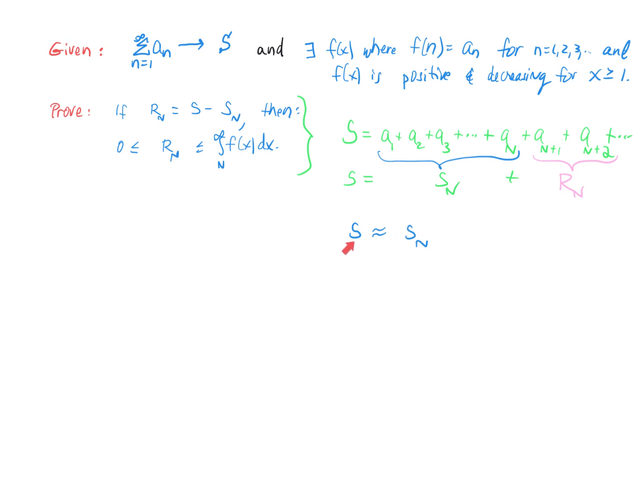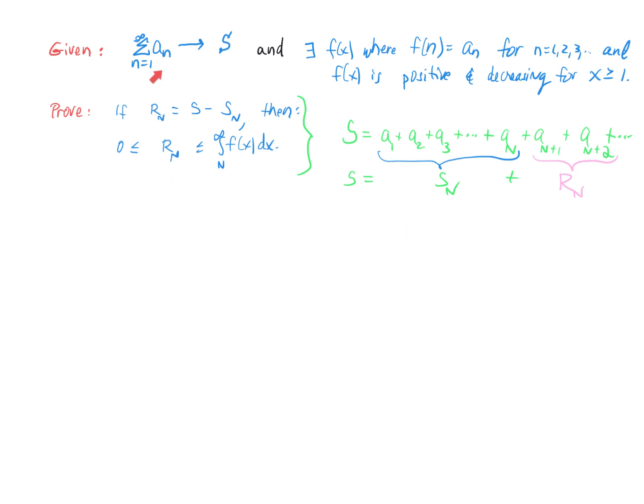And that's why this theorem is important. It gives us an idea to talk about how close we are with the nth partial sum to the infinite sum. If we know that the remainder is bounded by, let's say, 0.1, then we know that the partial sum is within 0.1 of the actual infinite sum.